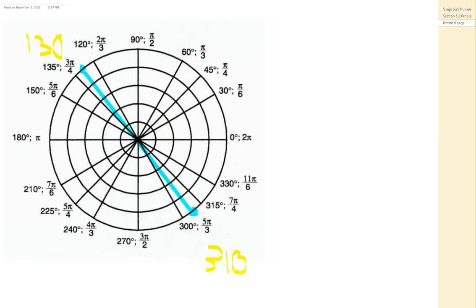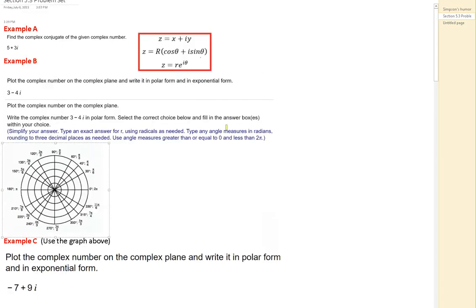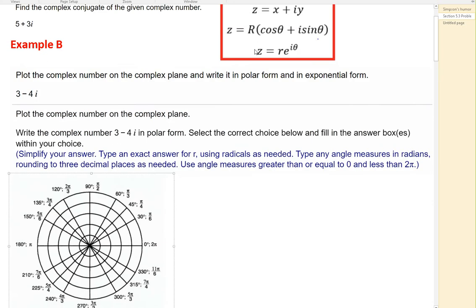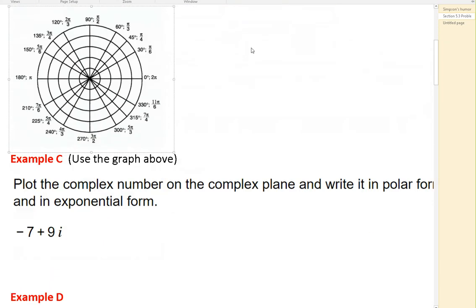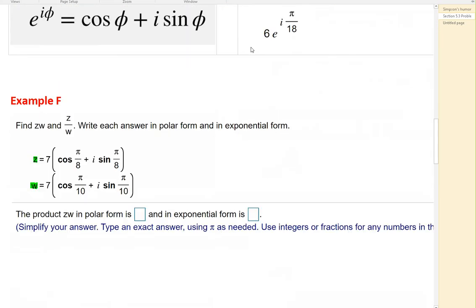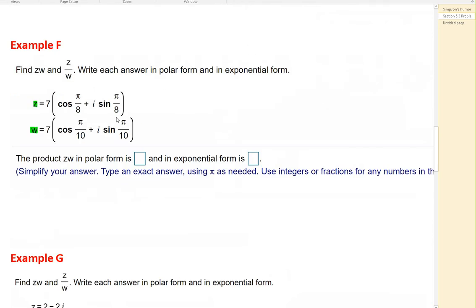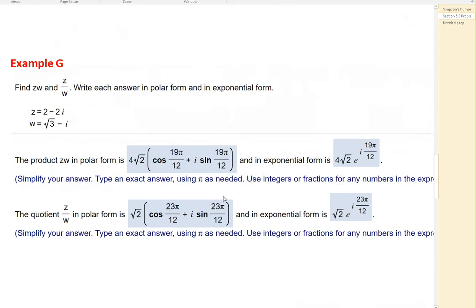Complex numbers. You should be able to write it in any of these forms. So the first one's rectangular, then polar, then exponential. Let me make that a little bit bigger. There we go. Multiplying complex numbers, we practiced that. You got one practice, which was this one. Here's another one with answers you can practice.